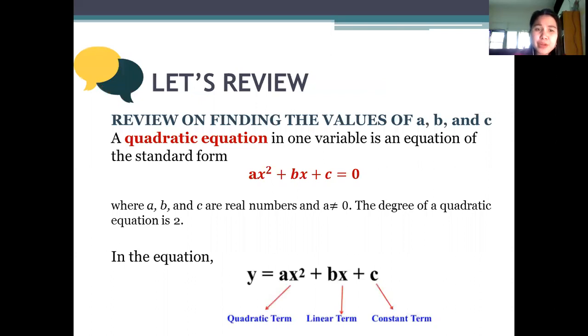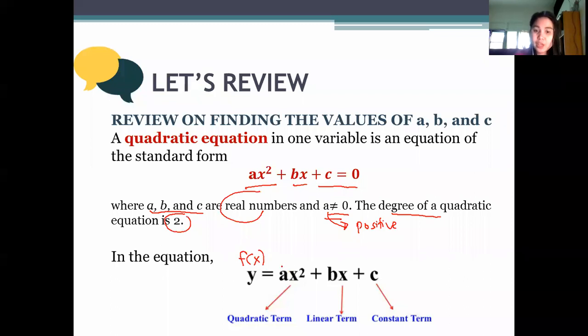Now, let's first have a very brief review on finding the values of A, B, and C. Remember, a quadratic equation in one variable is an equation in standard form, ax squared plus bx plus c equals 0, where a, b, and c are real numbers. As much as possible, a should never be equal to 0, and a should be positive. The degree of the quadratic equation, the highest exponent, is 2. Now, if this is our equation, y is the same as f of x.